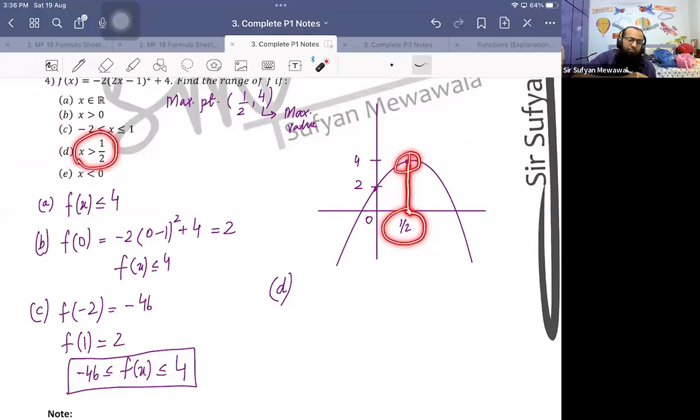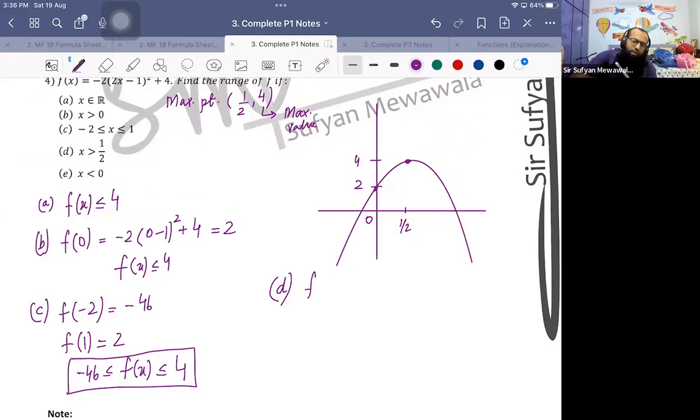Although x is greater than half, we are not going to substitute 1, 2 or 3. मैंने कहा था ना, 1 half के बाद 1 नहीं आता, 2 नहीं आता, 3 नहीं आता. हाफ के बाद 0.5 के बाद 0.500001 भी आता है. तो आप क्या करोगे? You will substitute half only and you will get a 4, because these are the coordinates of maximum point as well. But as half is not included, this 4 will also not be included. So if x is greater than half, y will be less than 4. The answer of part D will be f(x) less than 4.